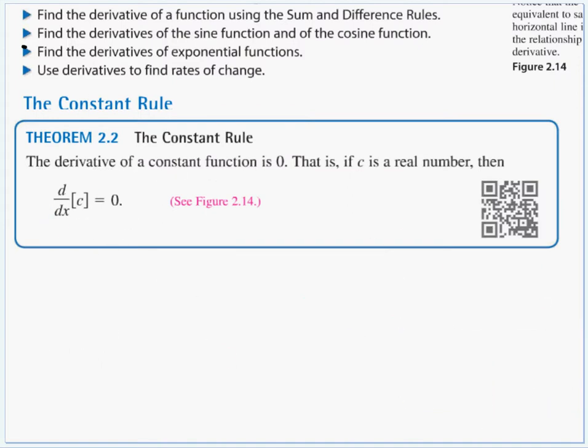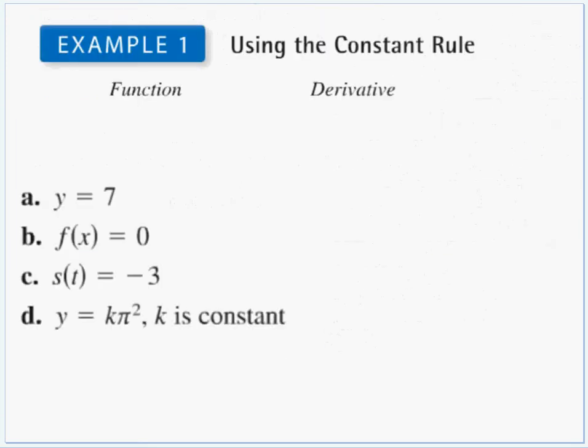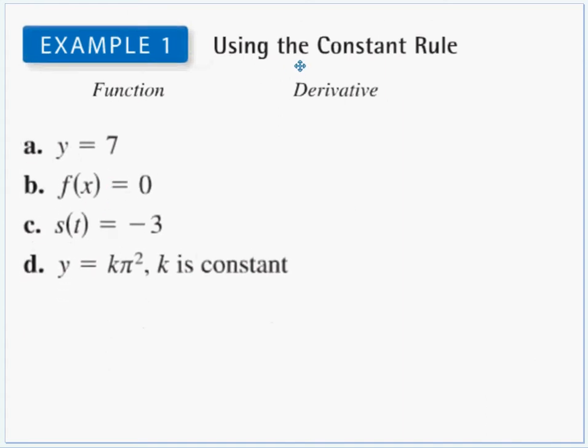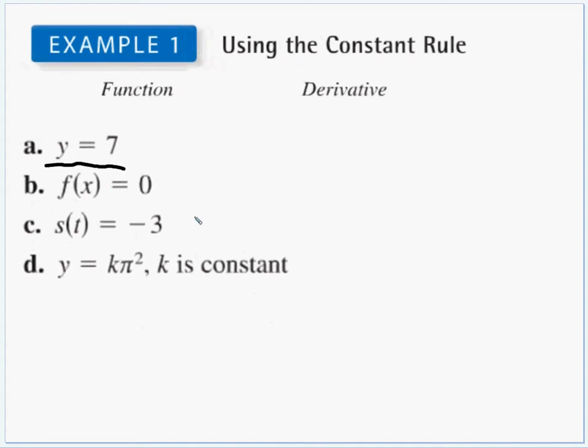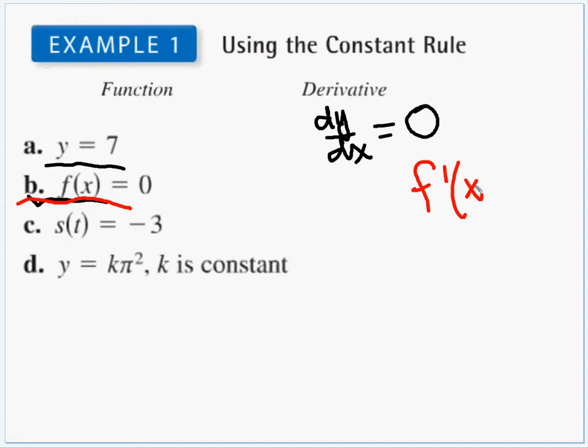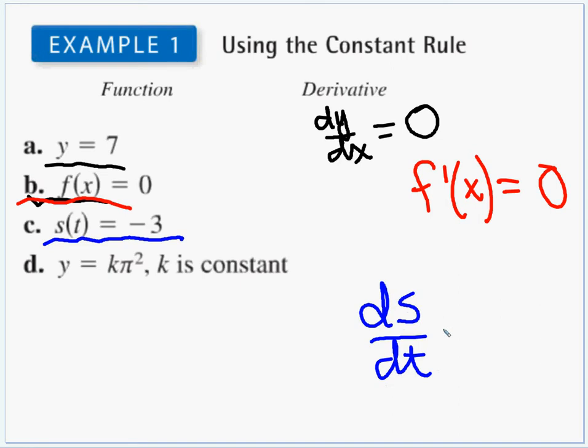It sounds easy, but I'm sure to trick up a few of you in class. Let's just take a look at these here. Example 1, we have a function, we want its derivative, y equals 7. So let's do dy/dx for our notation. That derivative would be 0. Here's our function f of x equals 0. The derivative f prime of x would also be 0. Here's s of t is negative 3. Well, let's write this one as ds/dt. The derivative of s with respect to t is equal to 0.